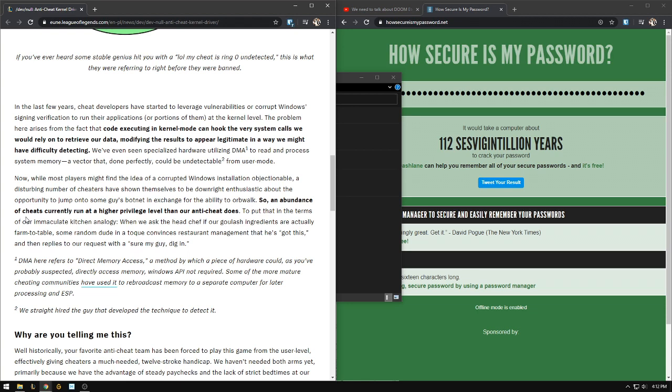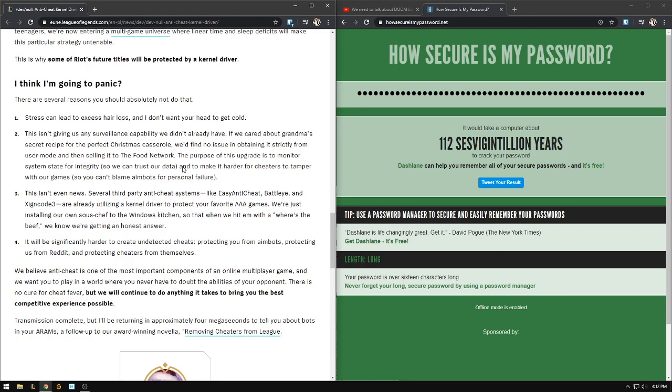So, an abundance of cheats currently run at a higher privilege level than our anti-cheat does, again giving them the upper hand, and the ability to access memory in a way that a user mode application would not be able to do. And again, Valorant isn't even the first game to be doing this.